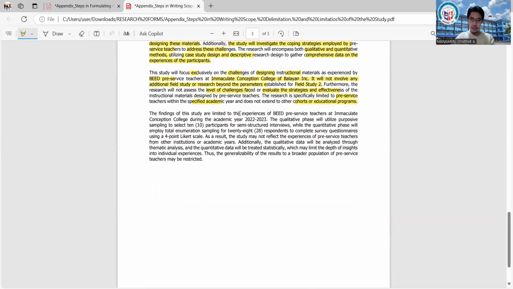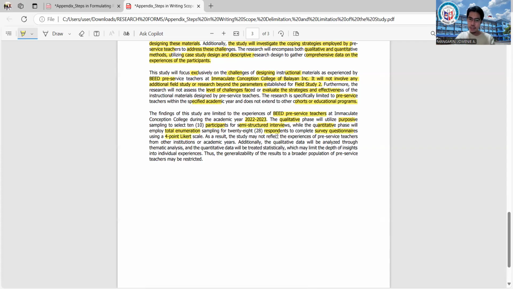aspect of their paper. So the respondents are BEd pre-service teachers at ICC for the school year 2022-2023. The methodology being used in the phase 1 is qualitative, gumamit ng purposive sampling para mahanap yung kanilang mga participants at gumamit ng semi-structured for that phase 1. For the quantitative naman, total enumeration ang ginamit na sampling technique. Ibig sabihin lahat ng BEd, maliban sa mga researchers, ay naging part ng kanilang study at sila ay nagsagot ng survey questionnaire, which is 4-point Likert scale.